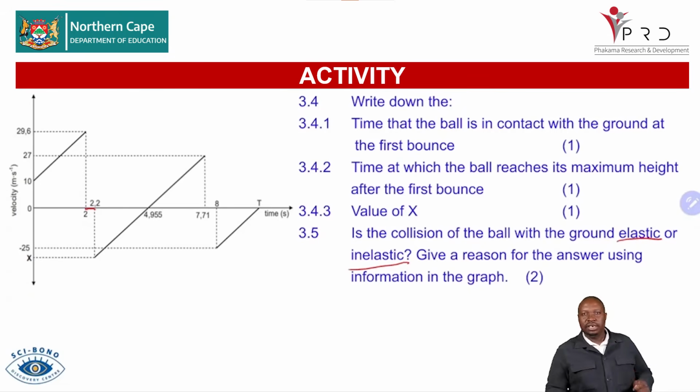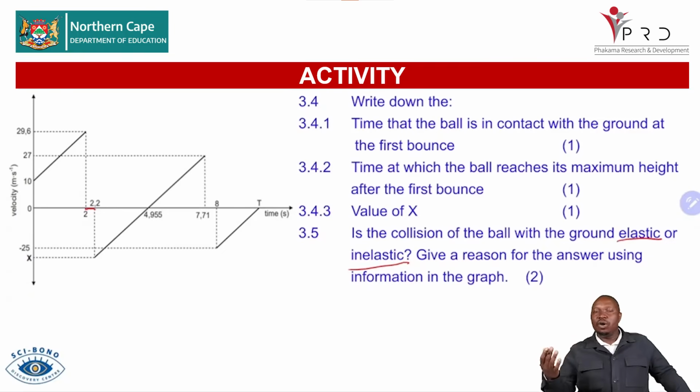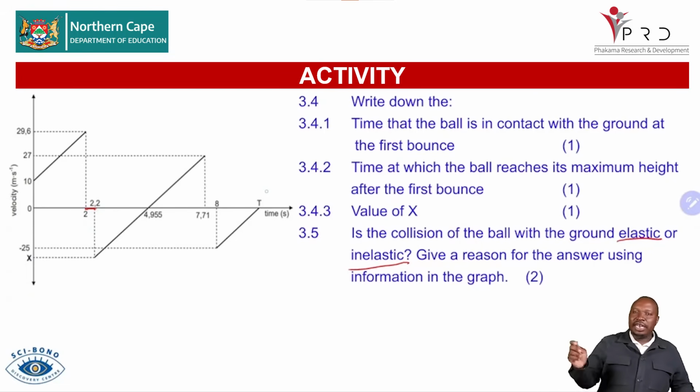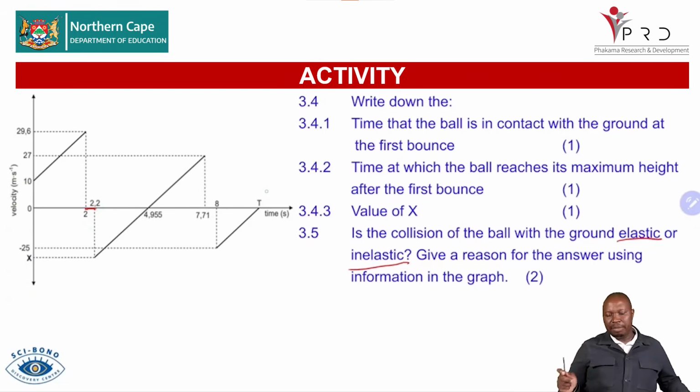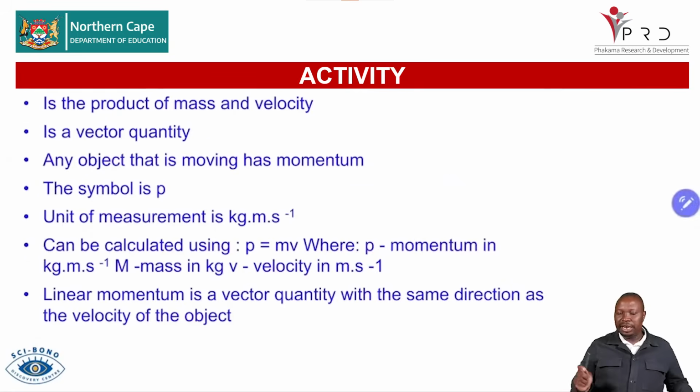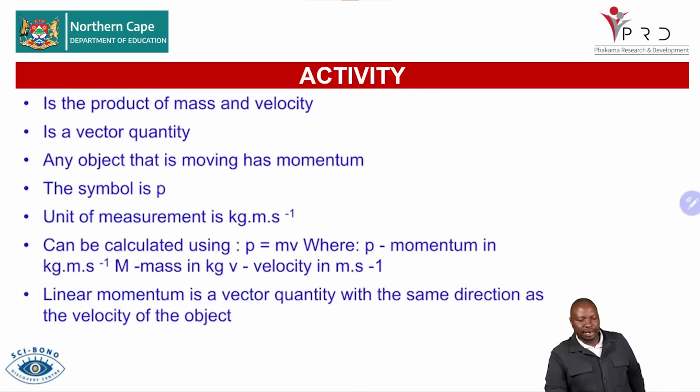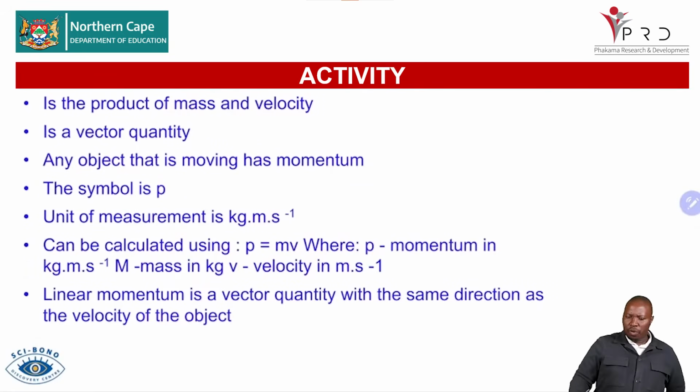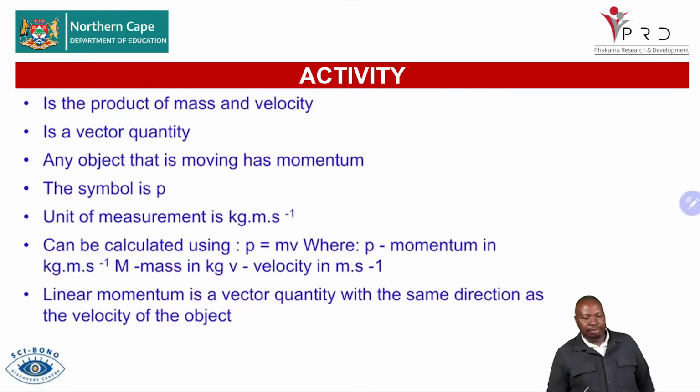Is the collision of the ball with the ground elastic or inelastic? That question is important, because we are asking whether our kinetic energy remains the same. You can see that as the ball spends some time on the floor, there is a change in velocity. So you can see that it is not elastic. Why? Because kinetic energy is not conserved. Remember, for elastic, kinetic energy must be conserved. Now, with no wasting of time, we're able to move to our linear momentum and impulse.